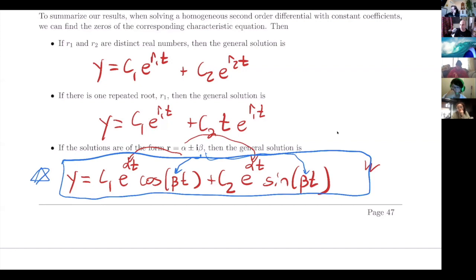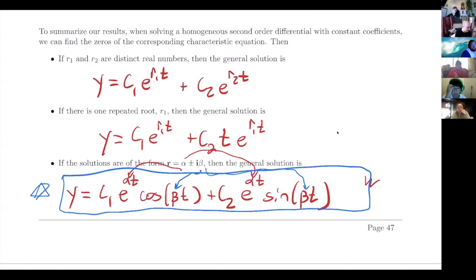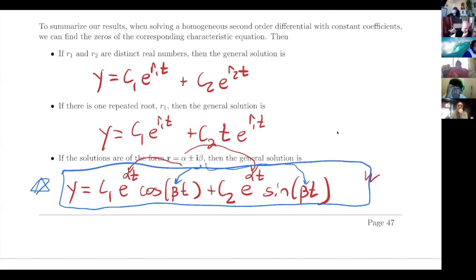Any questions? Can you talk again about how the plus or minus beta i gets reabsorbed? Yeah, do you mind if we talk about that after class? Yeah, sure.